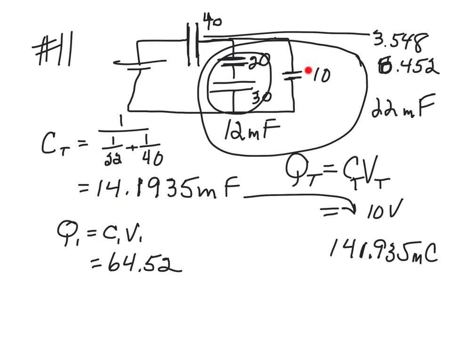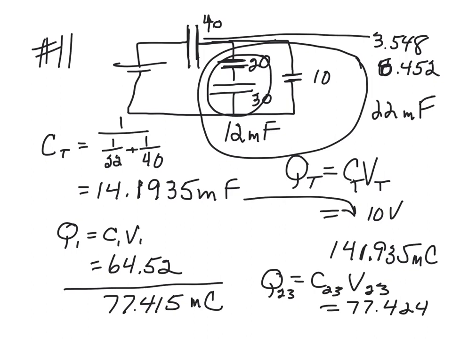So anyway, the Q1 here is going to be the C1, that's 10 millifarads times the voltage, which we calculated to be 6.452, so that's 64.52 millicoulombs of charge. And since we know that there's 142 that goes here and 142 that needs to come away, if 64.52 are here, we can subtract that from this to get how much charge is on here. Or we can take the voltage across these two and find the charge. Both should give us the same answer. Go ahead, try both of them and see what you get, and then I'll show you.